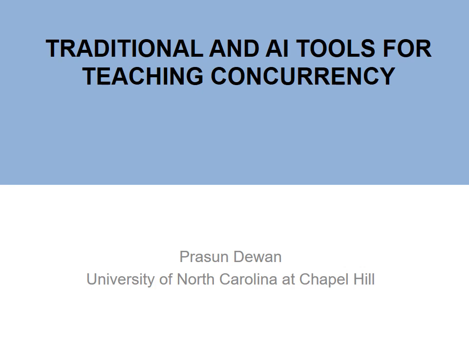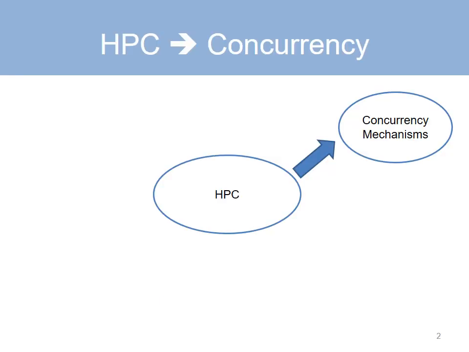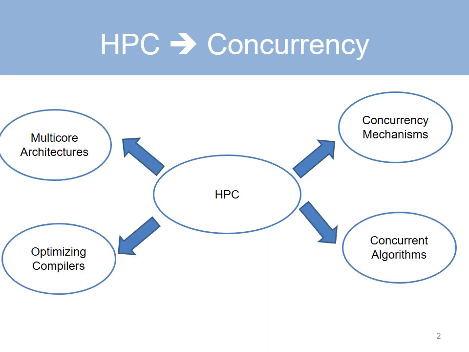Okay, good morning. So I'm going to talk about concurrency. And in a workshop like this, concurrency is a means to achieve high performance computing. So HPC is the main event here, and concurrency is one of many concepts required to get good performance. So that's one way to talk about it.